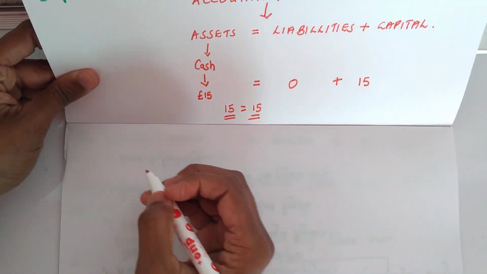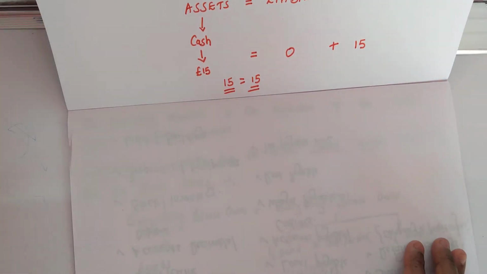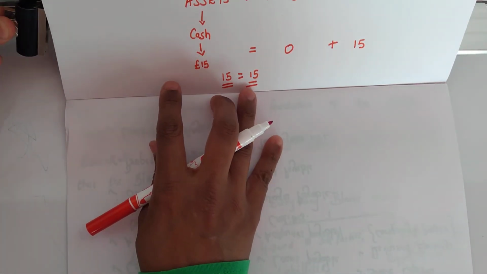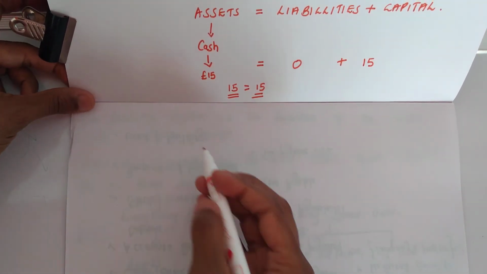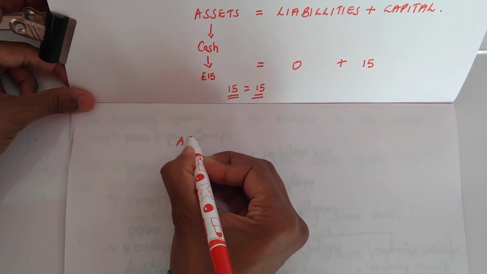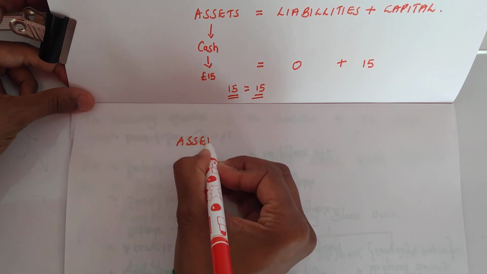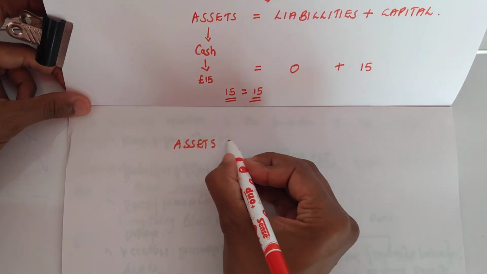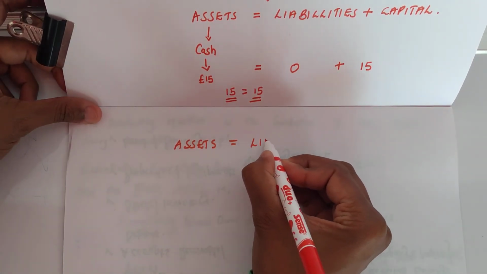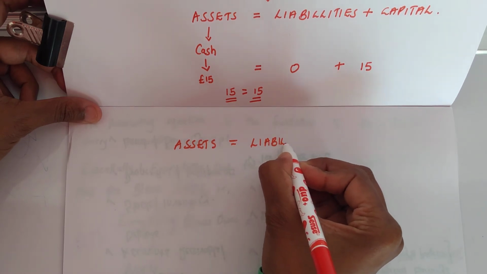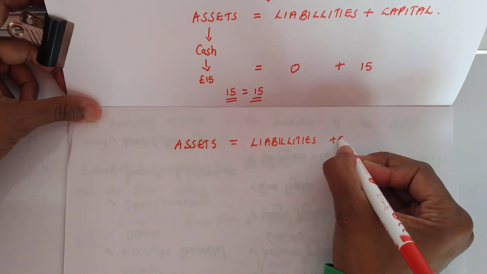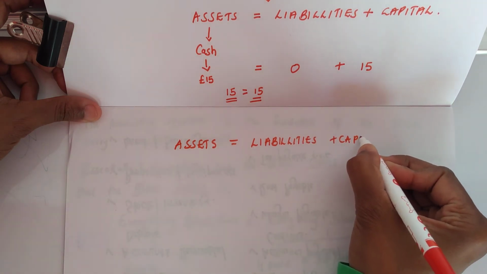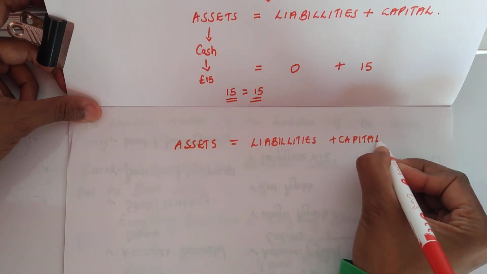Again, let's write down our accounting equation. Just a second. The accounting equation is assets equals liabilities plus capital.